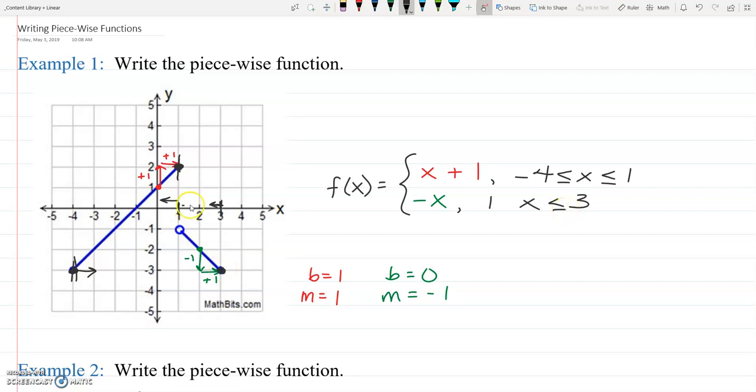Alright, I need to say that I'm going to the right of 1, so x is greater than 1, just keeping in mind that I'm writing slash reading backwards. And because that dot's open, I'm not putting the equal sign underneath that one, I'm going to just leave it right like that. And that is my piecewise function written perfectly for that example 1. Alright, let's go to example 2.